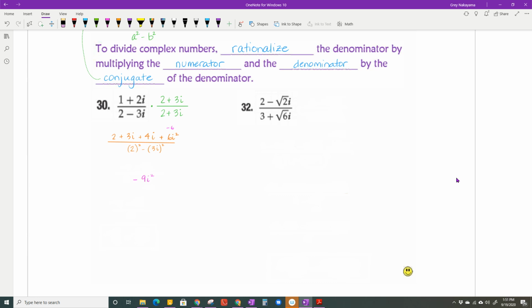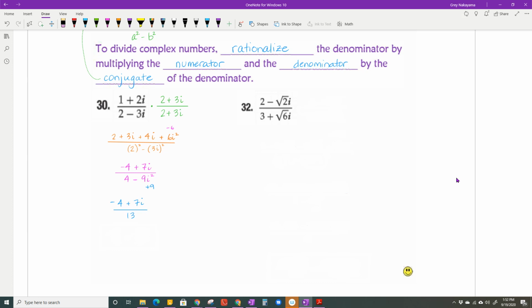So now I'm going to simplify. On the bottom, I have 4 minus 9i squared. I just squared both of those. And on the top, 2 minus 6 is negative 4, plus 3i plus 4i is plus 7i. My bottom again, that i squared with my negative 9 changes it to a plus 9. So my top stays the same, negative 4 plus 7i. But on the bottom, I now have 4 plus 9, which is 13.